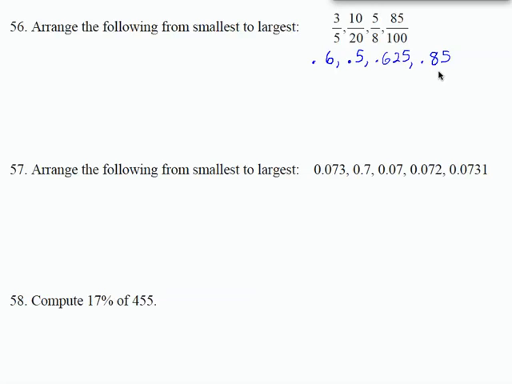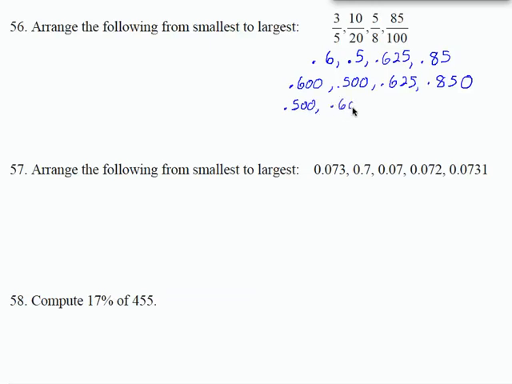Then my second step is going to be to write each of these decimals with the same number of decimal places so that I can directly compare the decimal values. The 0.625 has 3 decimals, so I'm going to write each one in 3 decimals. So I'm going to add 2 zeros to each of those. There's 0.625 and 0.850.